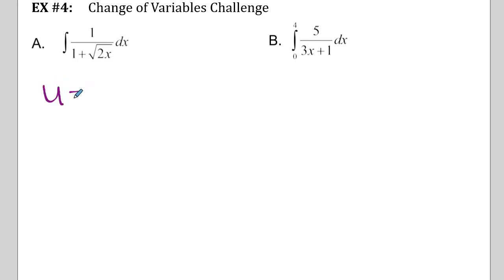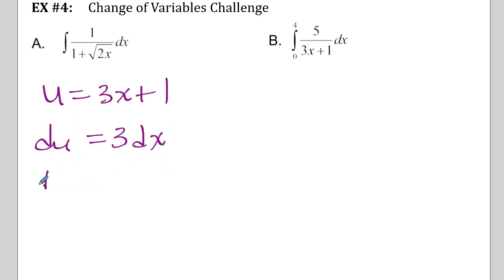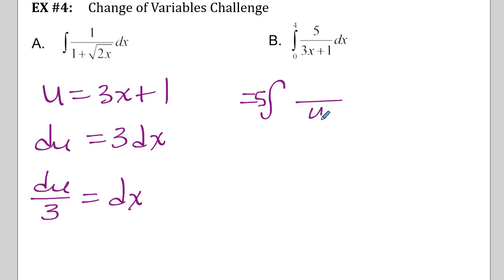So u equals 3x plus 1. And it follows that du equals 3 dx. Okay, or we can say du over 3 equals dx. So this looks like the integral. All right, with this 5, I'm just going to go ahead and bring it outside of integration because he's not working for us. All right, and then in my denominator, I'm going to have u. And then we're also going to have 1/3, so I can divide the 5 by 3 dx, or rather du. So we get 5/3 times the integral of 1 over u du. Okay, and our new limits of integration would be from 1 to 13.